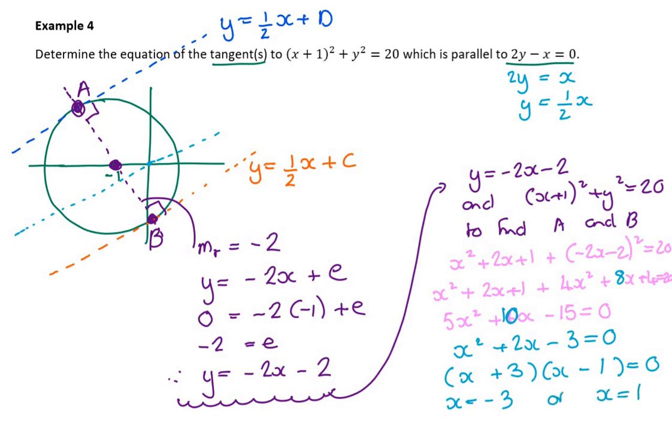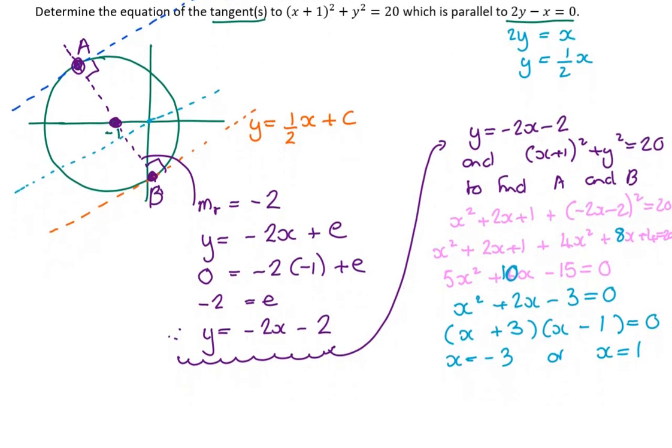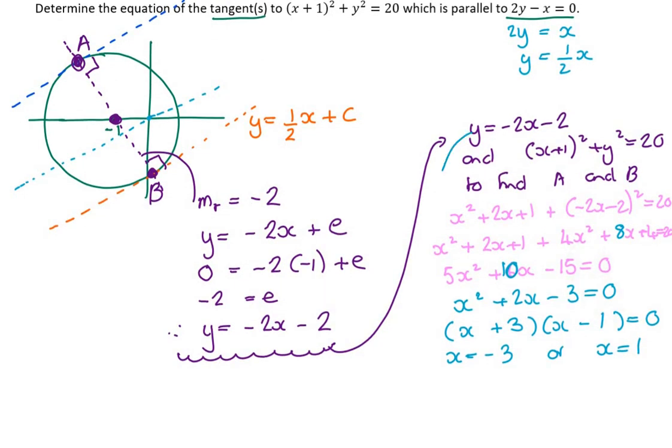So actually I get -3 and 1, which actually looks fairly plausible. And now I need to know y. I would use my straight line equation, much easier.